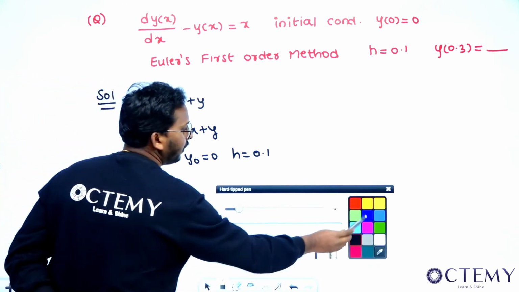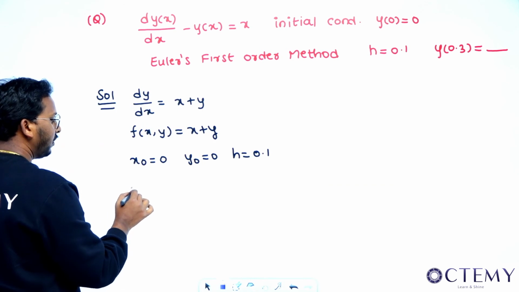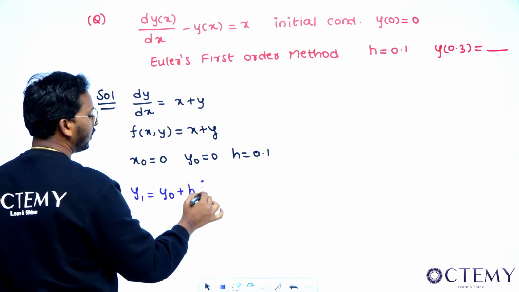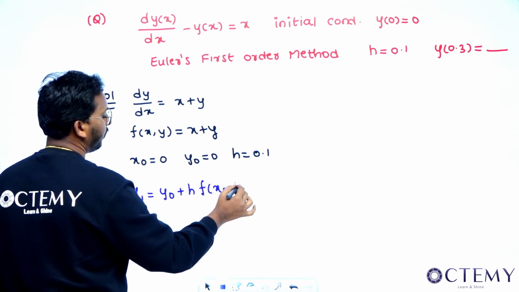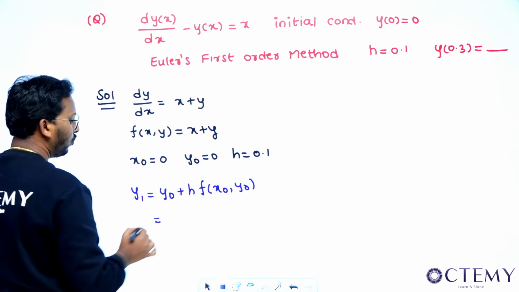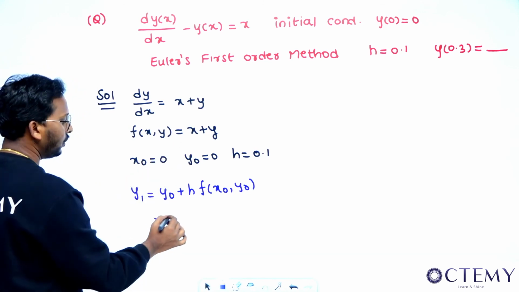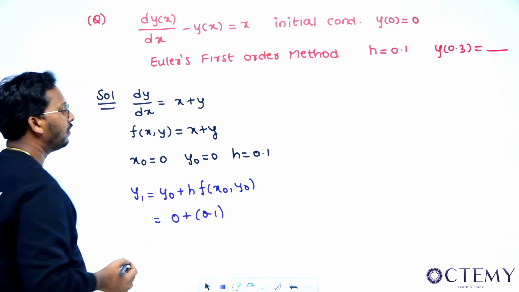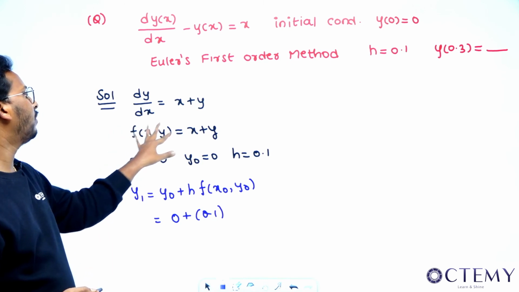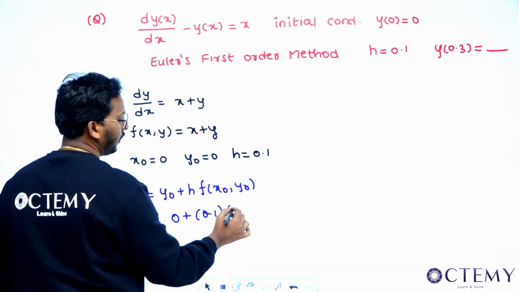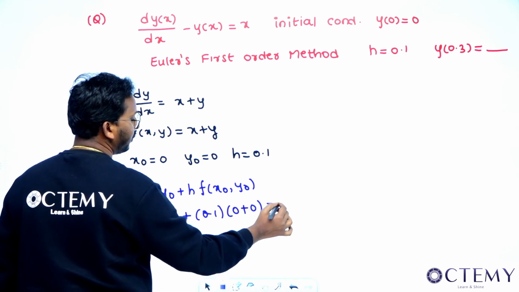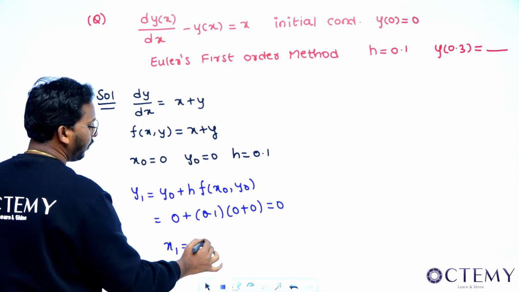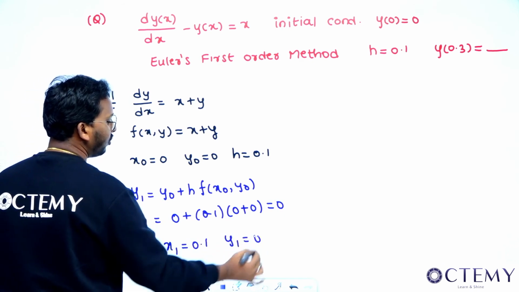So let us do it. We first find y1. y1 will be equal to y0 plus h into f of x0 comma y0. y0 value is 0, plus h is 0.1, into x0 plus y0, because f of x0, y0 is x0 plus y0. That is 0 plus 0, which becomes 0. The meaning of this is, when x1 is equal to 0.1, y1 is equal to 0.